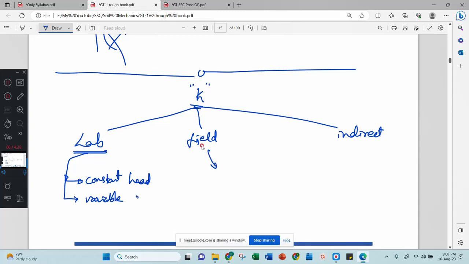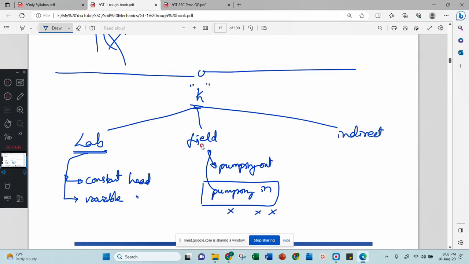Then in the field, we have a pumping out test and a pumping in test. But the pumping in test, most of the time we are not doing, therefore it is not included in the syllabus also. The pumping out test we will be doing frequently, and we will discuss this one. Indirect measurement of permeability will be by consolidation. This consolidation we are discussing tomorrow, and today we will discuss the pumping out test and the constant and variable head tests.